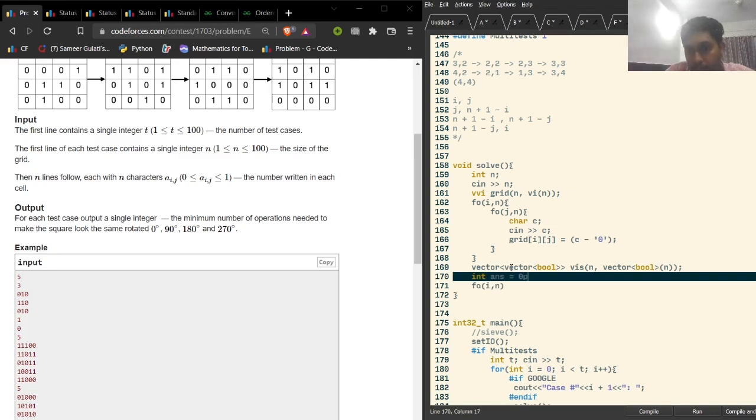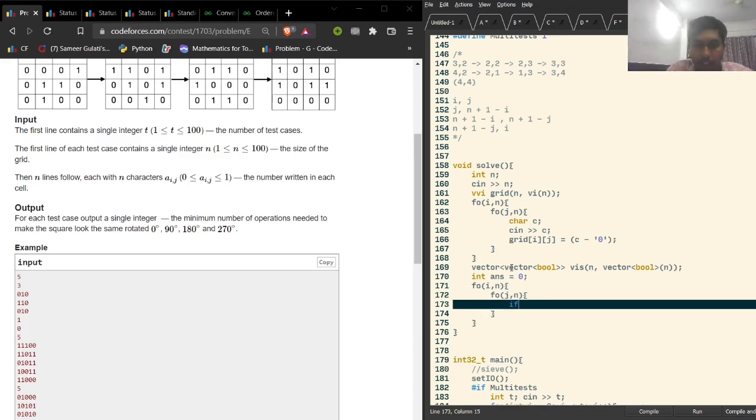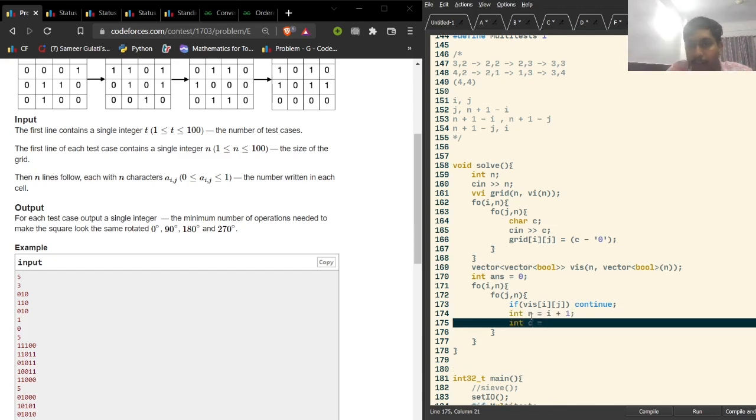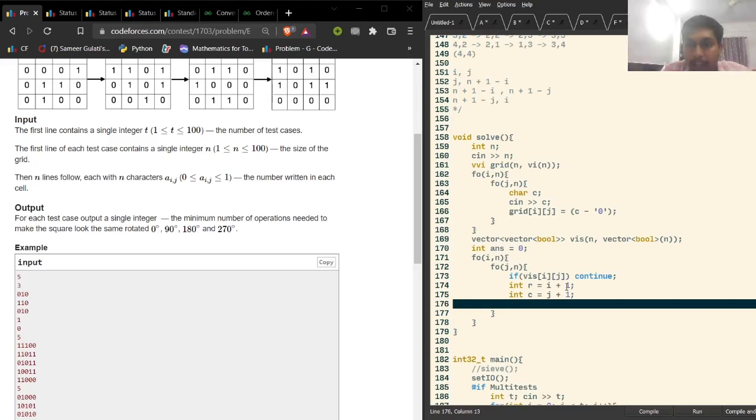So int answer is equal to 0. Okay, so for i in n, for j in n, if visited of i comma j, then you just continue. Otherwise you look for all of the 4 cells, and if one of them is not visited, all of them would not be visited, because they all map to each other. So int row value should be i plus 1, int column value should be... so sorry for the delay. So let's calculate all of the particular entries.